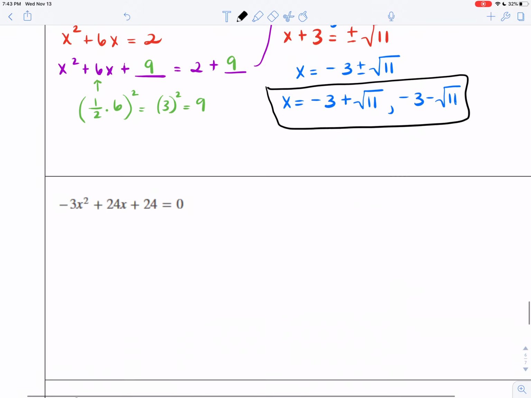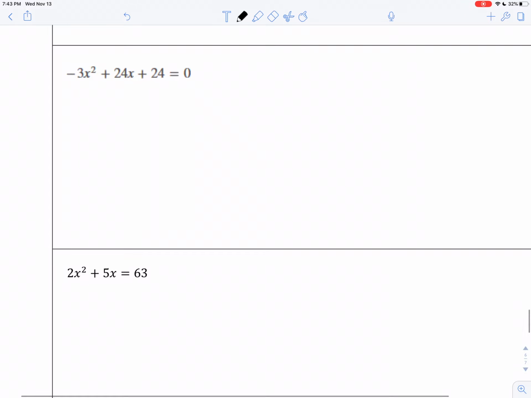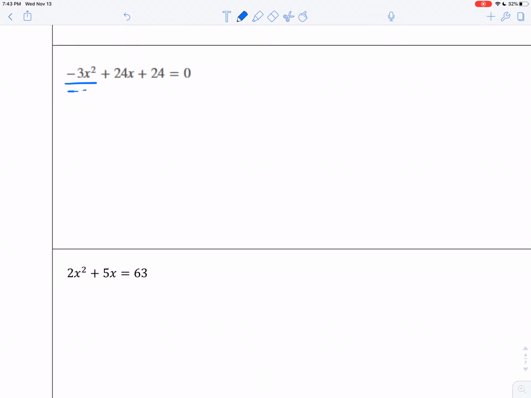All right, and again, I'm going to work these last two examples for you. But the main thing for you to remember is as soon as you see that what you have in front of x squared is not 1, take that coefficient and just make sure you divide everything through by that before you start.